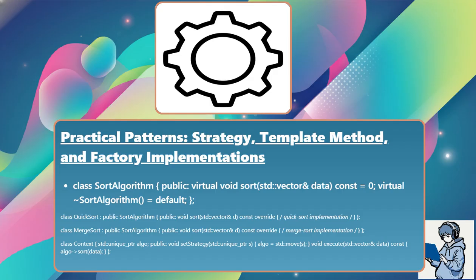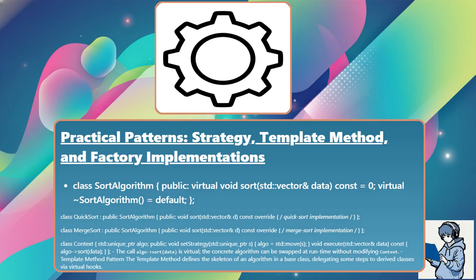Class QuickSort inherits from SortAlgorithm and overrides sort with a quicksort implementation. Class MergeSort inherits from SortAlgorithm and overrides sort with a merge sort implementation. Class Context holds a unique pointer to SortAlgorithm named algo, provides a method setStrategy that moves a unique pointer into algo, and an execute method that calls the virtual sort on the data through algo. The call algo arrow sort of data is virtual. The concrete algorithm can be swapped at runtime without modifying Context.